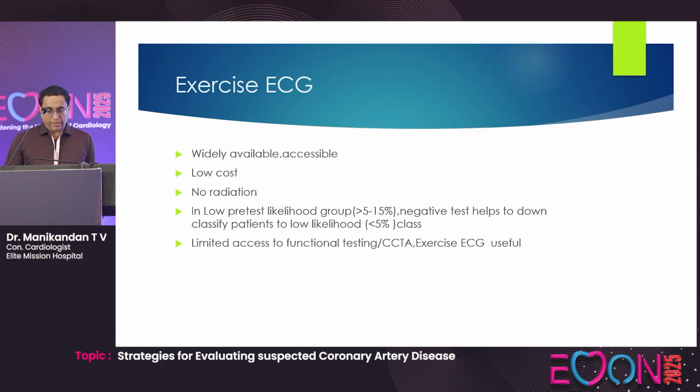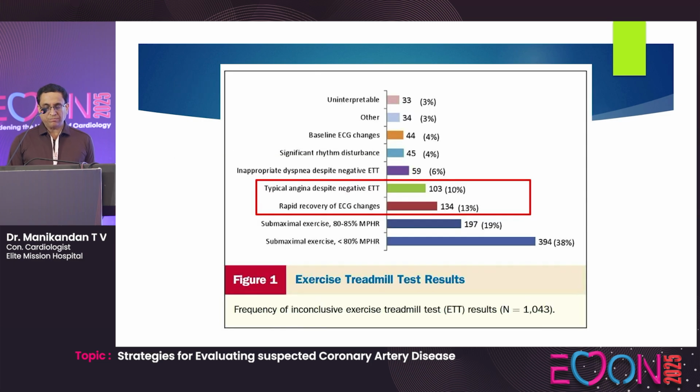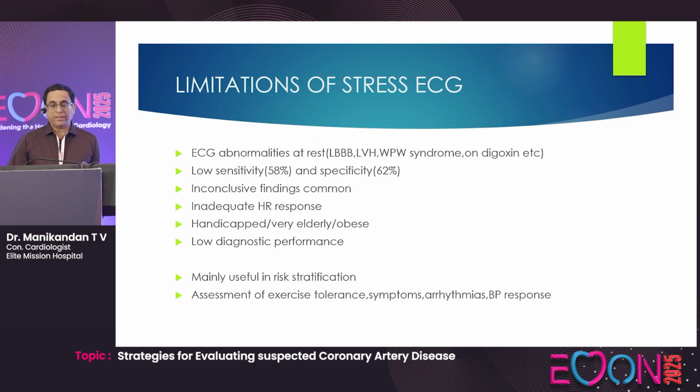Although the main problem is that there are a lot of inconclusive results. So the limitations are: it cannot be done when the patient has an abnormal resting ECG, like WPW syndrome, LBBB, LV hypertrophy, and patient on digoxin. Low sensitivity, about 42%: in patients with positive results we are missing about 42%, and we are overdiagnosing about 38% by treadmill test. Inconclusive findings are common. Inadequate heart rate response, we will not get adequate positivity. Handicapped, elderly, obese patients we cannot do, and low diagnostic performance.